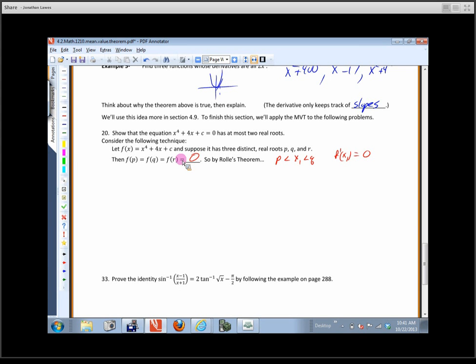Okay. So in between p and q, there's got to be one where the derivative equals 0. And in between q and r, there's got to be another one where the derivative equals 0.